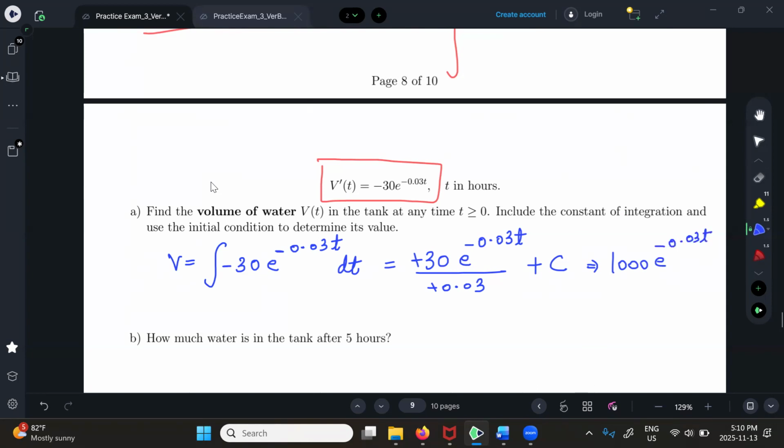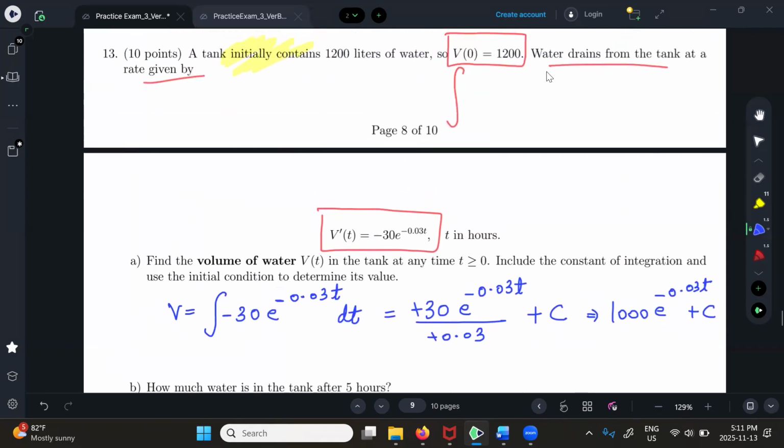For the application part, it's useful to simplify them because they get easier. Now, because I have to find C, which is given to you in the question, V0 equals 1200 means 1200 equals, when time is 0, 1000 e to the power negative 0.03 times 0 plus C. So what is C? E to the power 0 becomes 1. So C is 200.